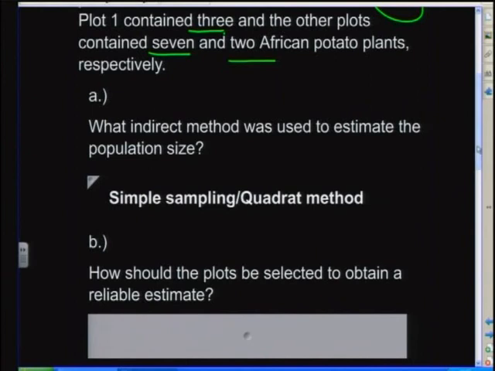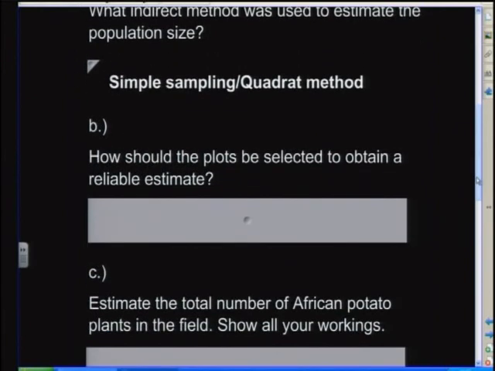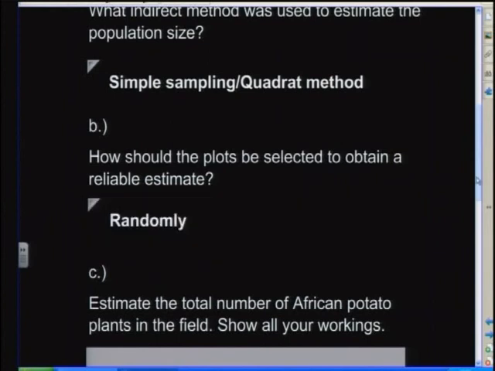Next question says, how should the plots be selected to obtain a reliable estimate? They must be randomly selected, so that we're not skewing our results.